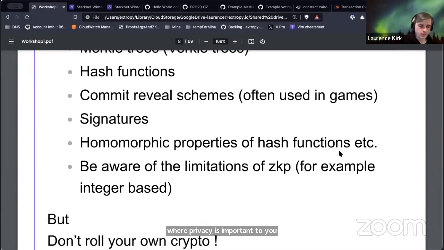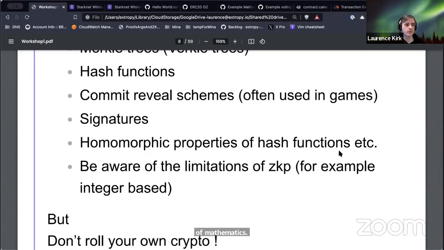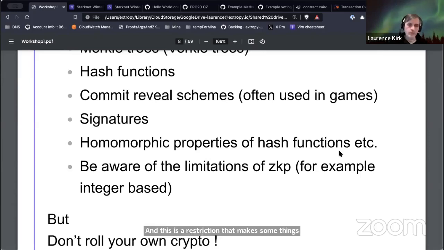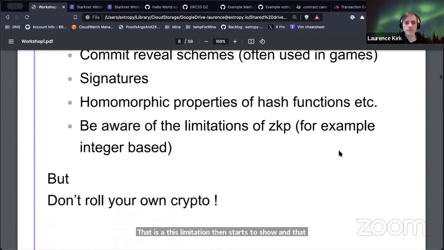But as I say, cryptography can be very useful, but it also has its limitations. Zero knowledge proofs have some of these limitations, and we'll see this when we're looking at Starknet. Zero knowledge proofs rely upon certain types of mathematics, and this is a restriction that makes some things difficult to implement, along with the fact that we're using integer-based systems. I'll talk about this later, but it comes in when we're looking at how we can do machine learning alongside zero knowledge. This limitation then starts to show, and that becomes a major problem. So do be aware of those types of things.